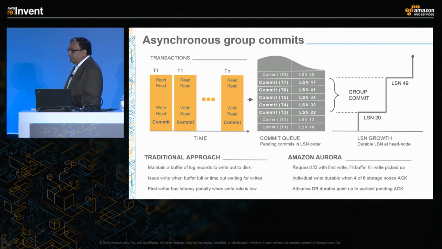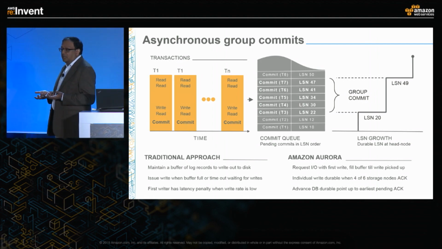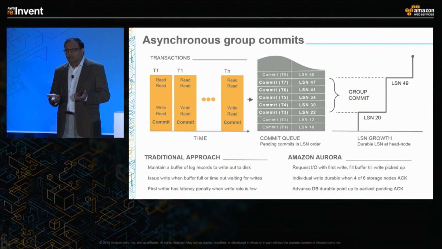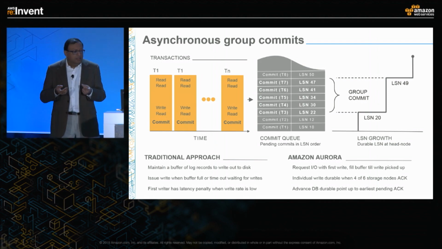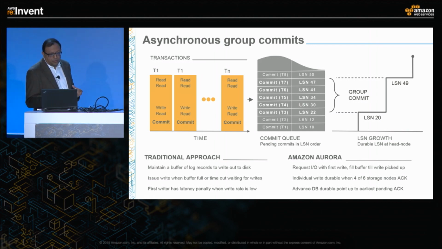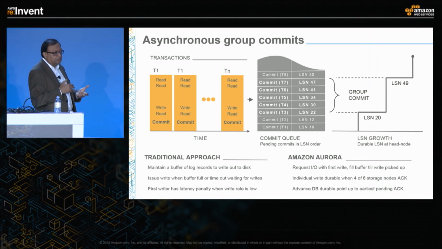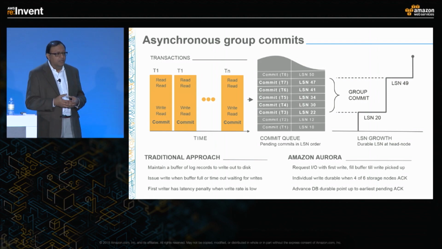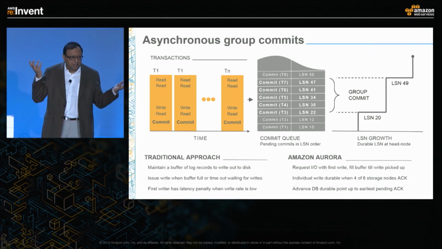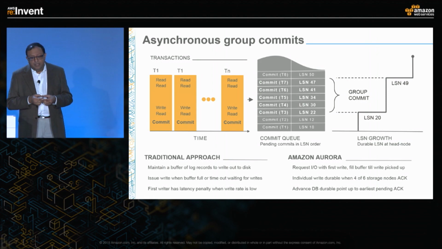He gets a latency penalty, because if enough work didn't come in, he's just waiting for no good reason. So let's compare that to Aurora. What we are able to do, because we're not just writing out to Linux, but we're writing to our own code base, going out to its own network, is basically manage all of that in user space.